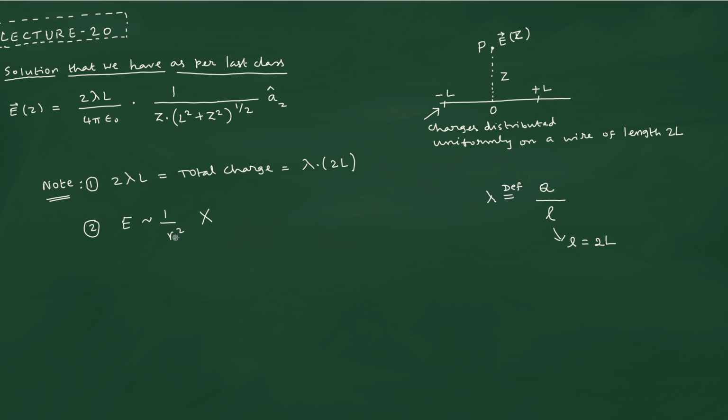This is not observable. This is not right. So is this point clear? You are unable to see, you can't say exactly that the electric field is proportional to 1 over r square. Here r is a generic distance.